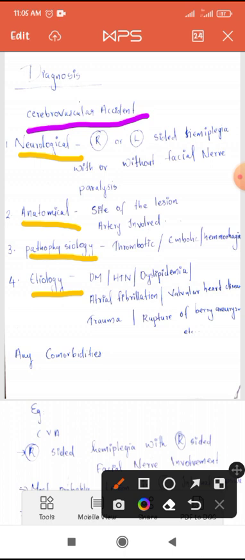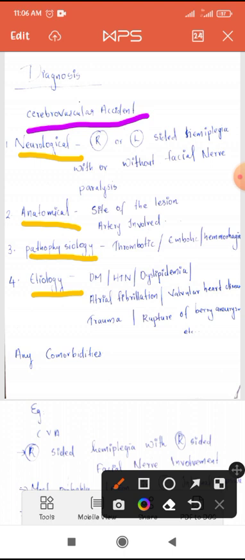In the neurological, we will write whether it is right or left sided hemiplegia with or without facial nerve involvement. Next, in the anatomical, we will write the site of the lesion and the artery involved. The site of the lesion may be in the cortex, the internal capsule, the corona radiata, or the brainstem. So this is included in the anatomical.